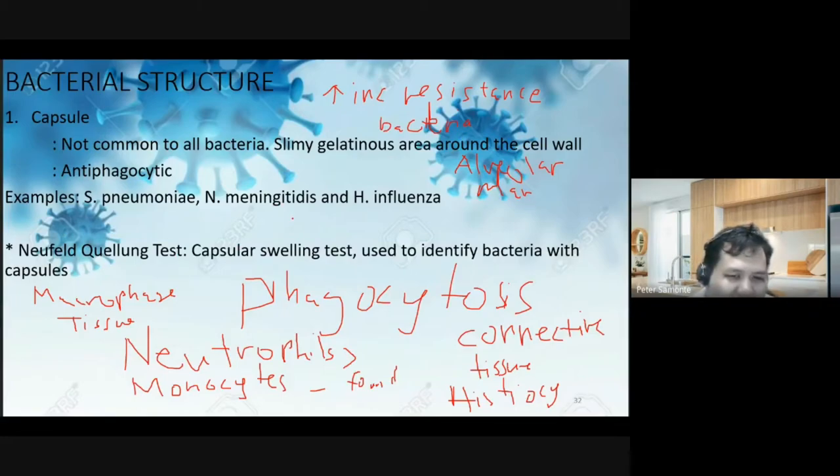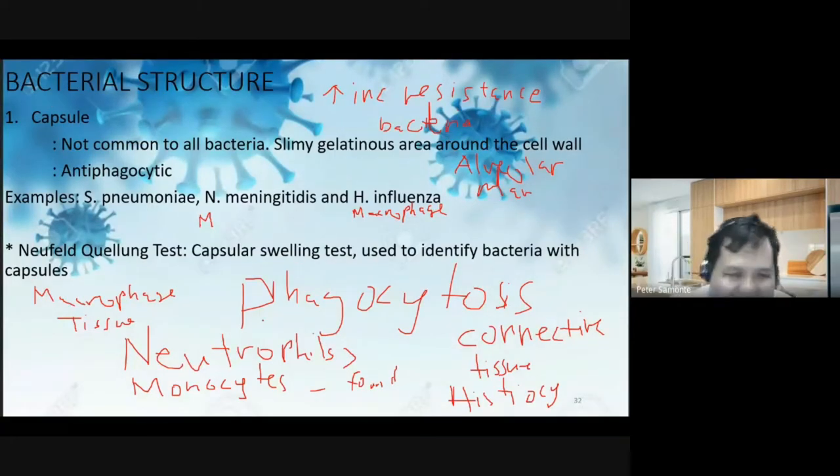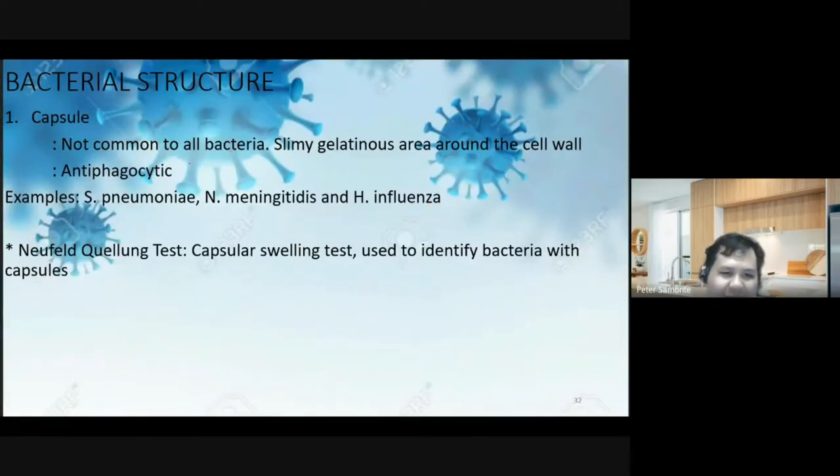Another one would be, how about the macrophage found in your meninges? Starts with the letter M. Microglia. It's microglia. Very good. So just for you to have an idea, your monocytes, when they enter the tissues, would tend to have a different name depending on the tissue. So iba-iba, if it's found in the lungs, they would become alveolar. So anyways, na-off topic tayo. So okay, so antiphagocytic, class, it would increase the resistance of the bacteria from being eaten by neutrophils and monocytes.